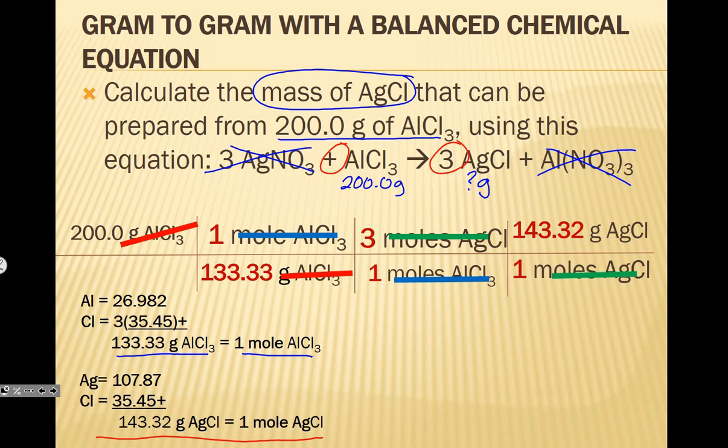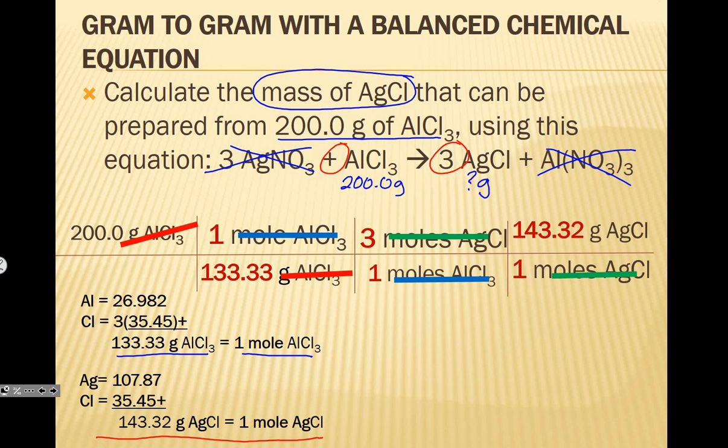Now, there's a little ditty that I learned to help me remember this, and I can't remember the whole ditty, but I remember the first part, and the first part's all you need anyway. So you start with what you have, right? And then it goes grams to moles, moles to moles, moles to grams.